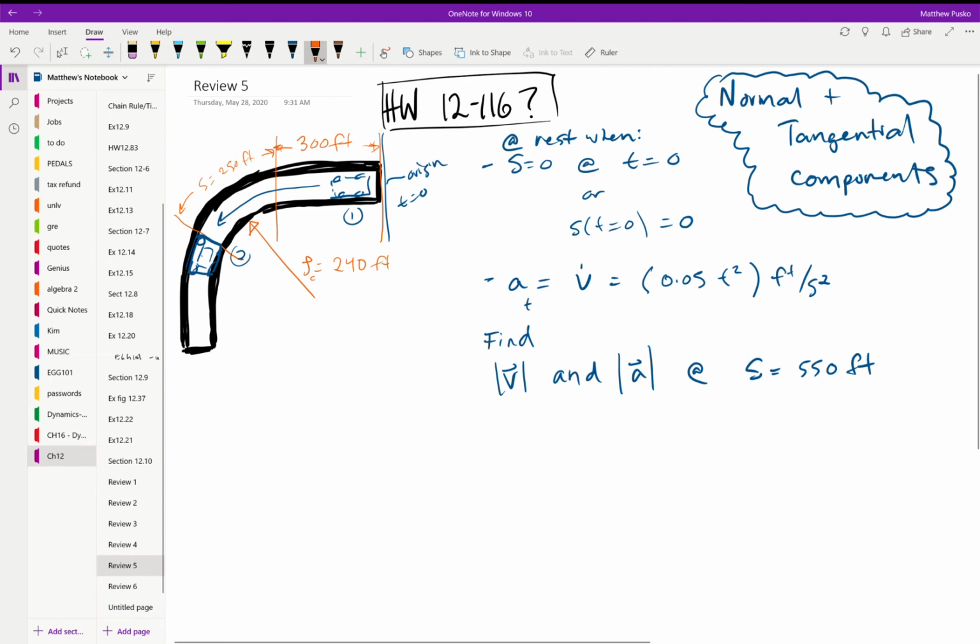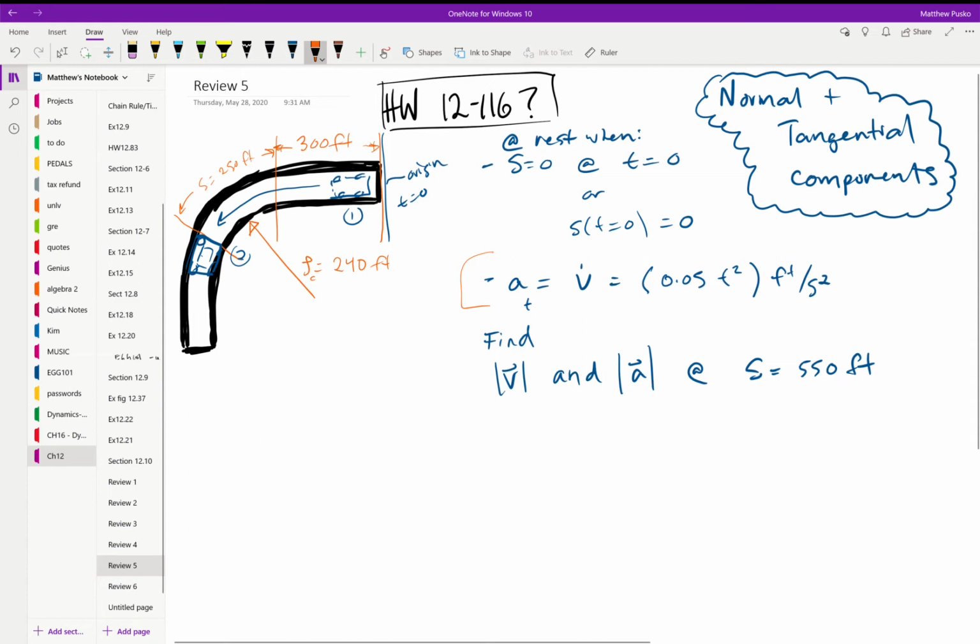Alright, let's take a look at a problem involving normal and tangential components. I think it's homework problem 12 on 16. Okay, we have this car and they give us its acceleration right here as a function of time, or its increase of speed, they say.